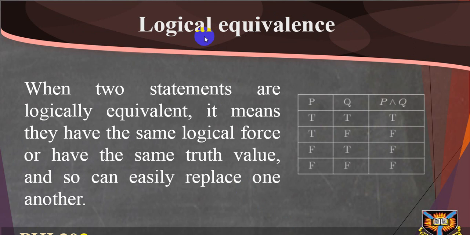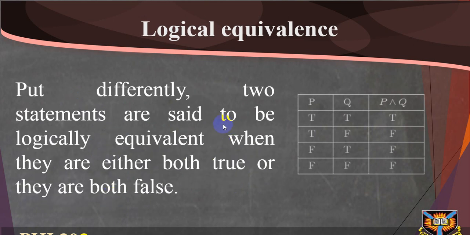Logical equivalence. When two statements are logically equivalent, it means they have the same logical force or have the same truth value, and so can easily replace one another. Put differently, two statements are said to be logically equivalent when they are either both true or both false. The sign for logical equivalence is the same sign used for the biconditional, that is, the triple bar, to test if two statements are logically equivalent.